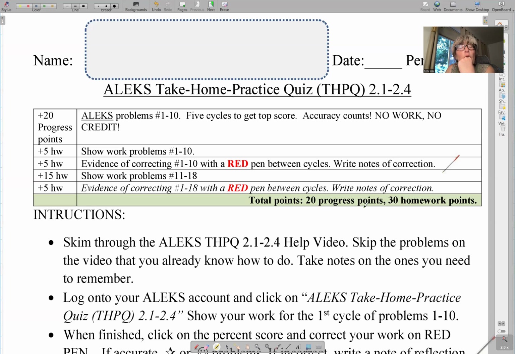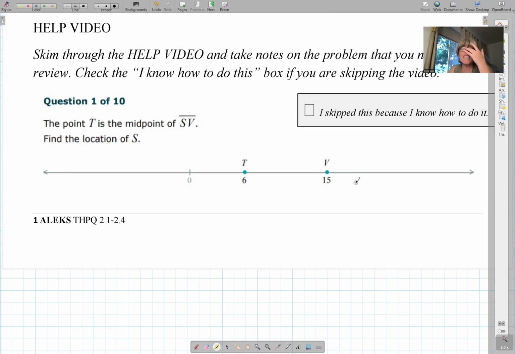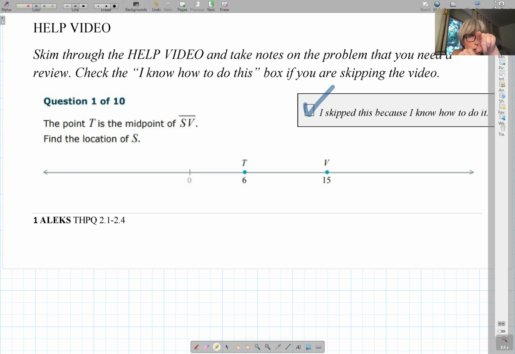This is the help video for the take-home practice quiz 2.1 to 2.4, the ALEKS section. So we have problems 1 through 10, sample problems here. And as I explain this, if you're like, oh, I know how to do this, just do a little check mark there saying I skipped this because I know what I'm doing. Otherwise, I'd like you to read along with me with your finger on the screen following the red dot.